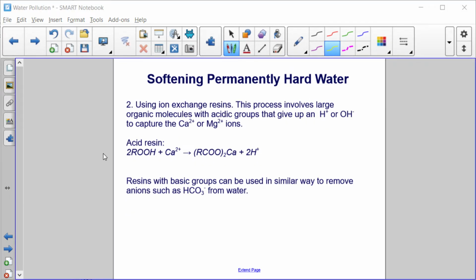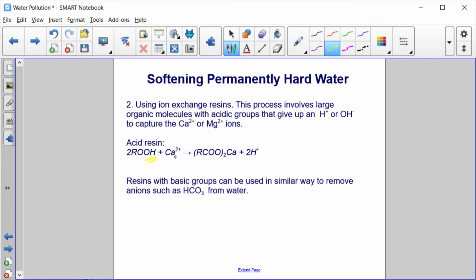Another way to soften permanently hard water is by using ion exchange resins. This process involves large organic molecules with acidic groups that give up an H+ or an OH- ion to capture the calcium or magnesium ions. So you can see our acid resin here that has an ion that it can give up, and in doing so, the calcium can be captured.